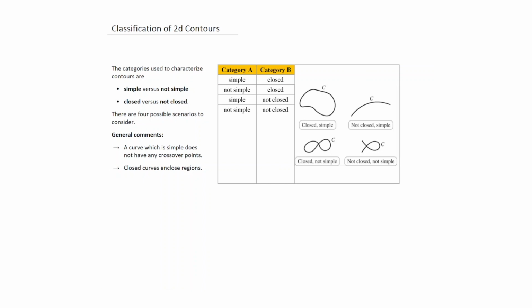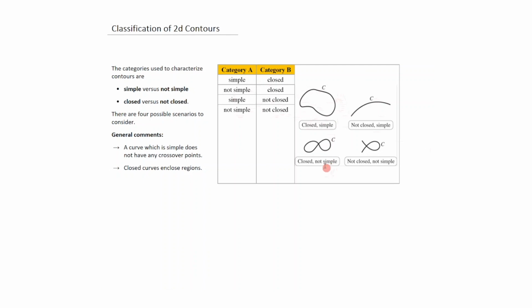And so we characterize contours as being simple versus not simple and closed versus not closed. Now if you take all possible combinations of these two, there are 4 in total. And so I've put a little table on the side here. Simple, not simple, simple, not simple, closed, closed, not closed, not closed. And then a simple diagram to illustrate these 4 conditions. So this would be considered a closed, simple contour. And this is a problem that we've been using all along. So there are no problems with this one.